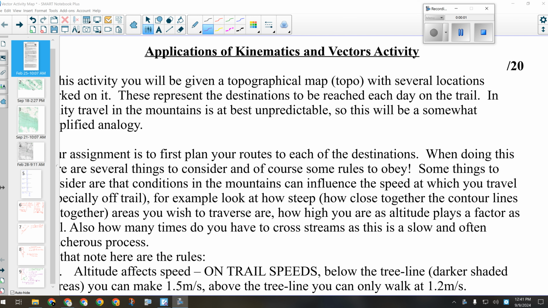Okay, so what we're working on with this activity is just doing some vector stuff, but without having to do vector problems for days on end. You can work with some people, get some socialization, and do a little vector, plus a little bit of review of v equals d over t.